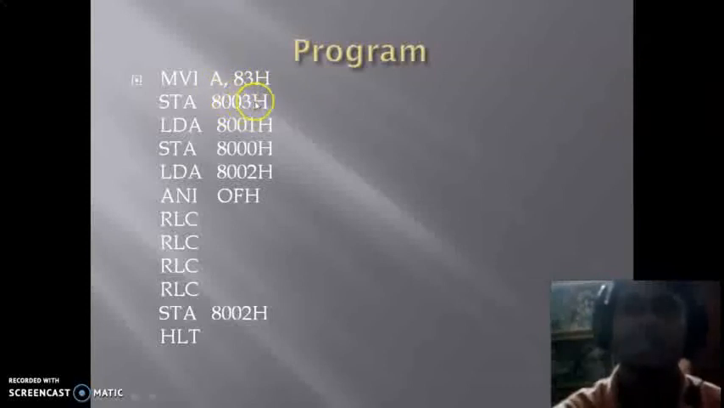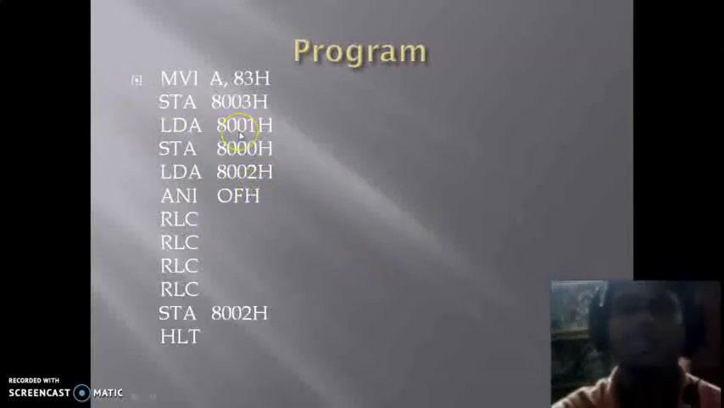The address of the control register is 8003. So now STA 8003 means the content of A will be sent to 8003H, so the control word is written into the control register. As per the diagram, the ports are configured as well as the modes.